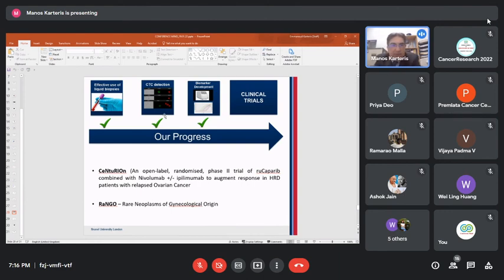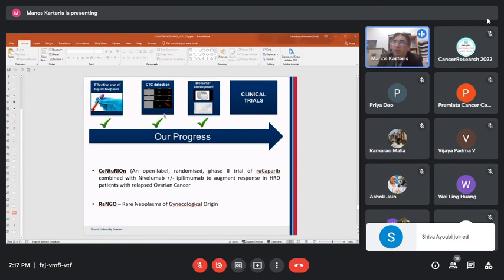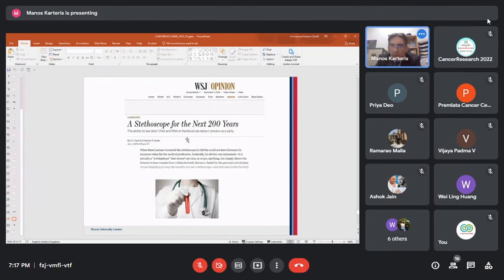And currently, apart from the CICATRIx trial, we have embarked on another two clinical trials. One called Centurion is a phase two randomized clinical trial where we will be looking at these readouts in patients that are BRCA mutant and treated with rucaparib. This is a PARP inhibitor in the presence or absence of checkpoint inhibitors. And also we'll be collecting samples from another clinical study of rare neoplasms of gynecological origin.